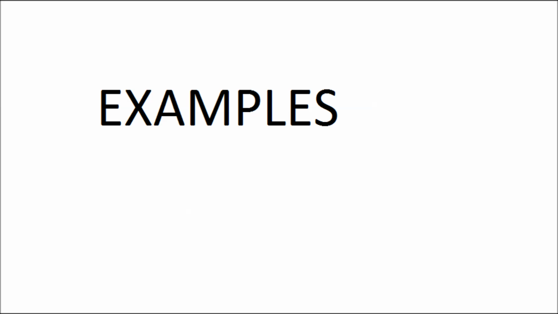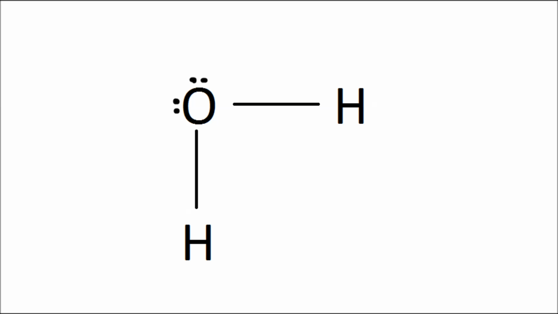Now we're going to look at some examples and try to relate this idea. From looking at the Lewis structure for a water molecule, you can see two bonds and two lone pairs of electrons. This shows us that the structure is bent.